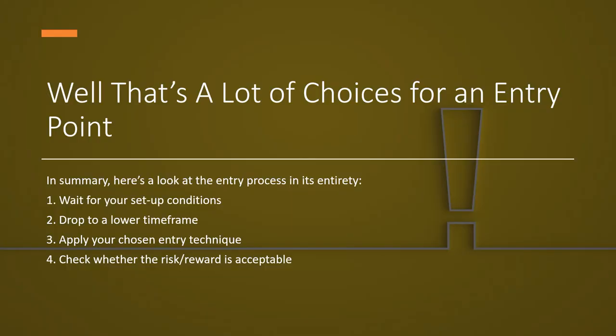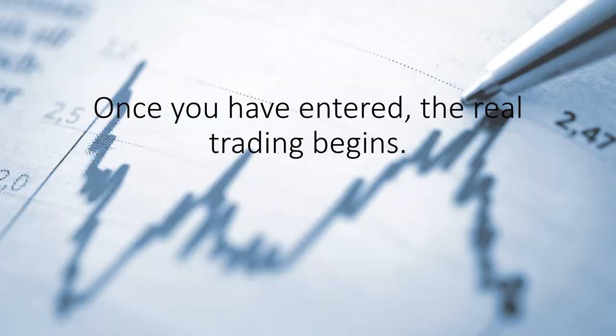So in summary, here's a look at the entry process in its entirety. Wait for your trade setup conditions, whatever your setup conditions are. Drop to a lower time frame. Apply your chosen entry technique or trigger, and check whether the risk-reward will be acceptable. Then set your limit order at that price and wait for your trade or trigger, because once you've entered, the real trading begins. Until you've pulled that trigger, you're just a bystander looking.